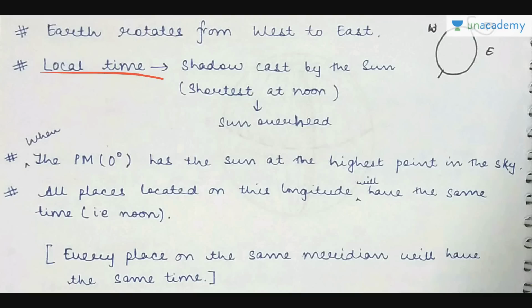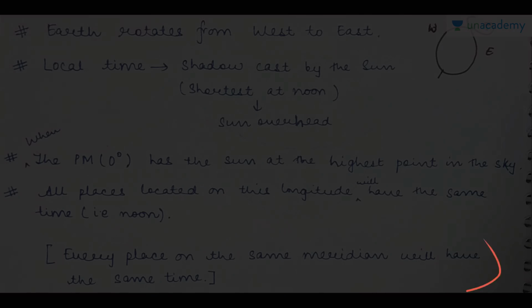Now, when the prime meridian, which is at 0 degree, the Greenwich meridian, has the sun at the highest point in the sky, then all the places which are located on this particular longitude, that is the prime meridian, will have the same time, that is noon. So this is a general rule: every place on the same meridian, be it the prime meridian or any meridian, will have the same time. So you have to remember this.